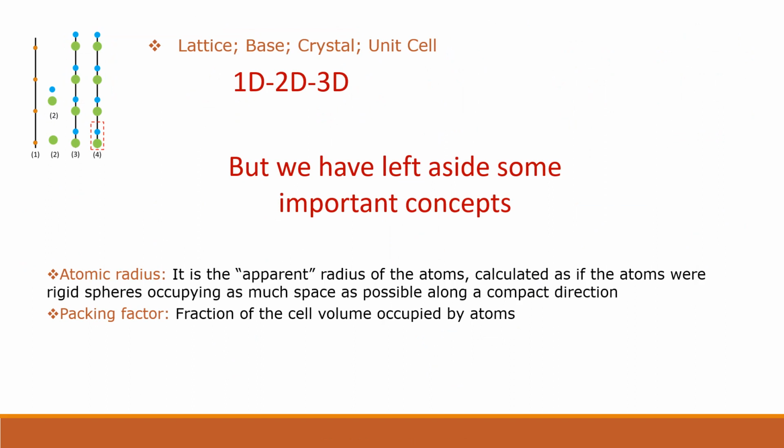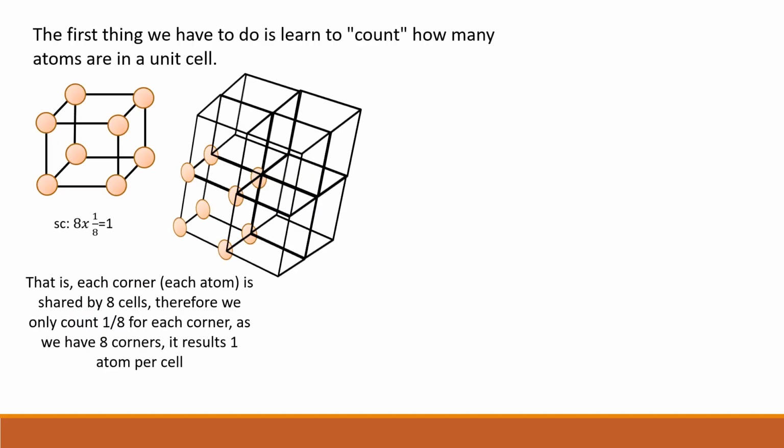So we have lattice, base, crystal, unit cell, and then we can go from 1D, 2D, or 3D. But we had mentioned two other concepts, atomic radius and packing factor. So now we come to these again to see the importance of these two concepts in the construction of the crystal. First, we must learn how to count atoms in the cell. I already told you.